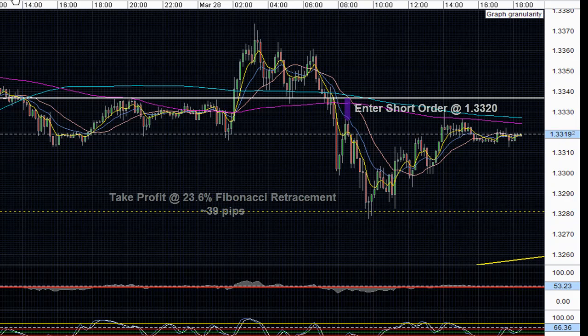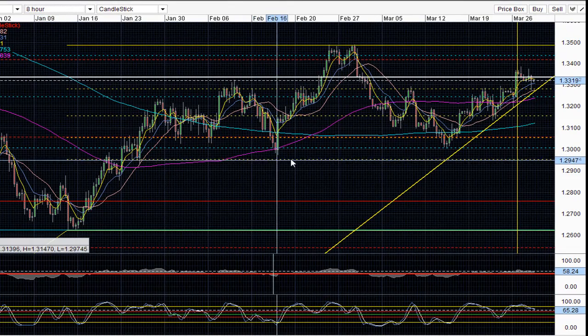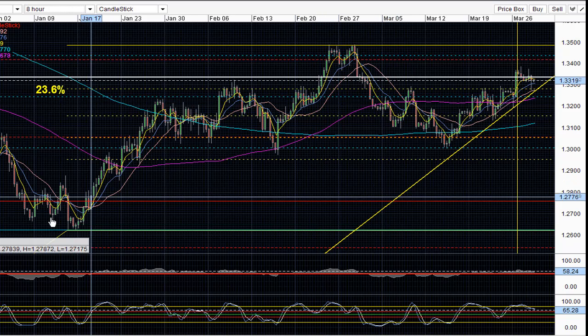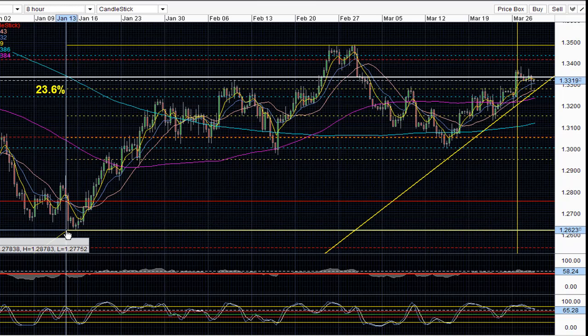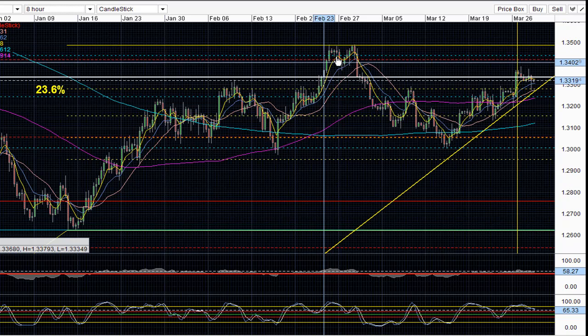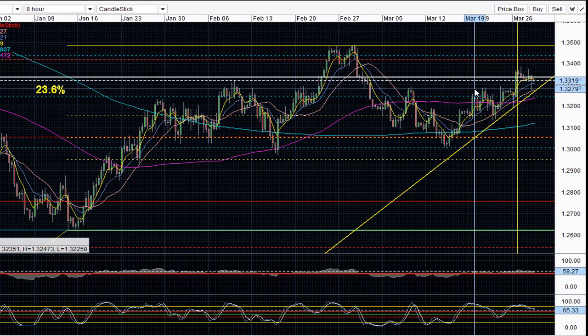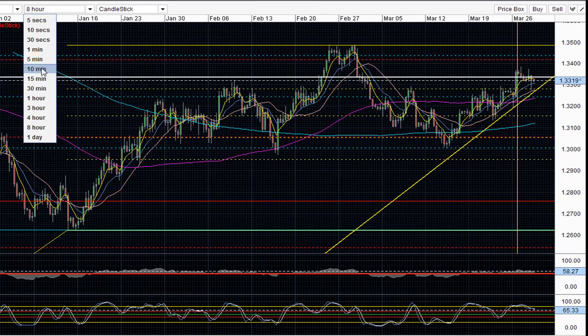Now, if I move to the 8-hour chart, I'm going to show you where that 23.6% Fibonacci comes from. It came from this rally that began during January, at the January low at about 26.24 all the way up to this February high at around 34.87. So the Fibonacci retracement of this rally is what formed this 23.6 Fibonacci level, and today it served as support for the pair.